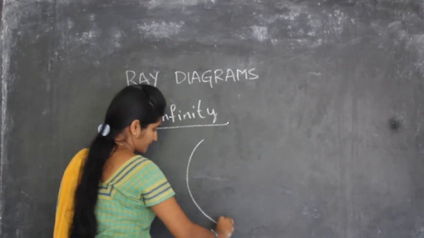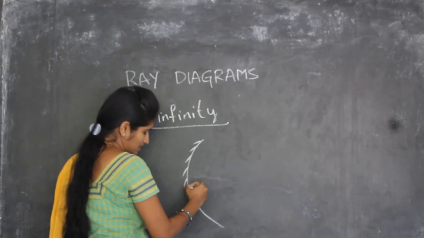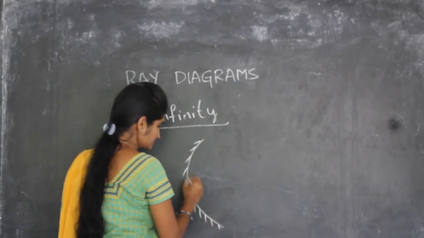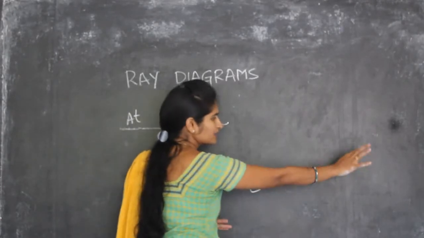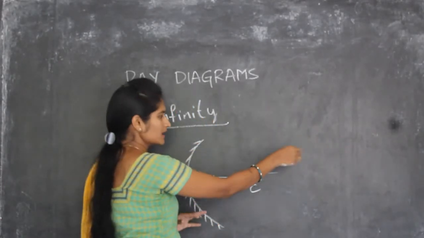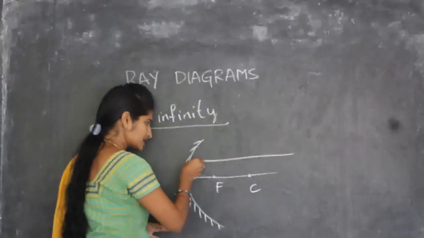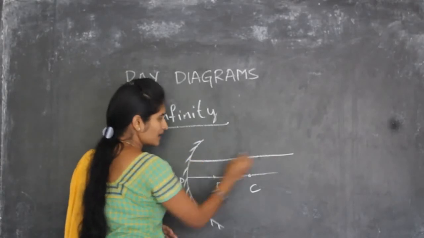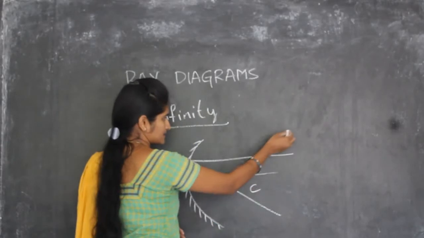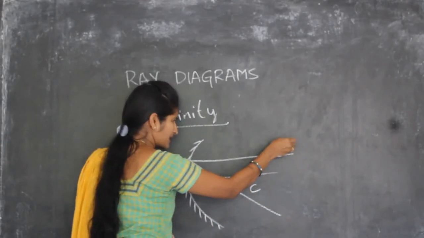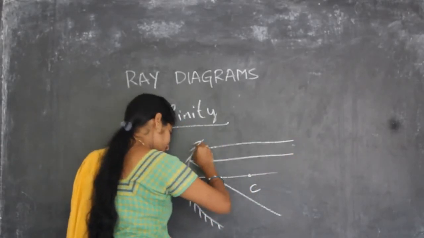See, this is the concave mirror. At infinity, I don't know from where the rays are coming. Is it clear? So see, this is the R1 ray. It is passing through the focus. And next, you can take multiple rays. Is it clear?